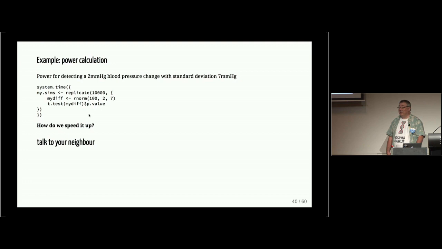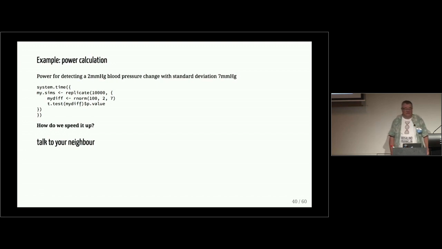This is a very nice way of doing power calculations because it's completely general. If you don't know enough about your experiment to write this code, then there are things you need to think about your experiment. But it can be quite slow. Anyway, so what should we do? How should we speed this up?